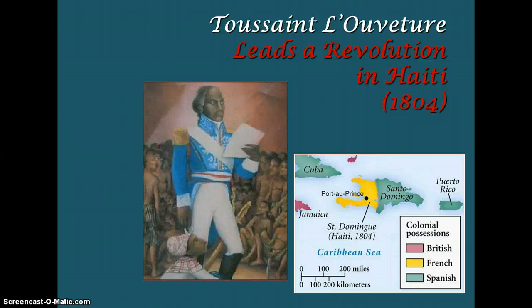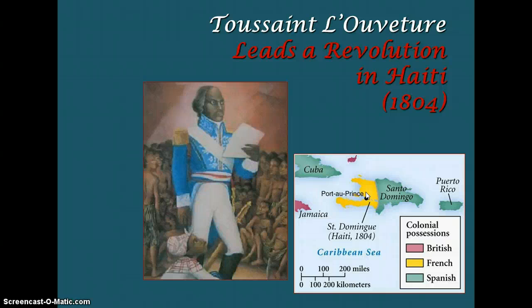Toussaint L'Ouverture leads the revolution in Haiti in 1804. Again, the island itself had been actually half French, half Spanish colonies. And the one over here on the left, Saint-Domingue, was pretty much controlled by the French, and it was a slave colony. And the slaves were working the sugar and coffee plantations. It's a very wealthy colony, probably one of the most productive colonies in the world.